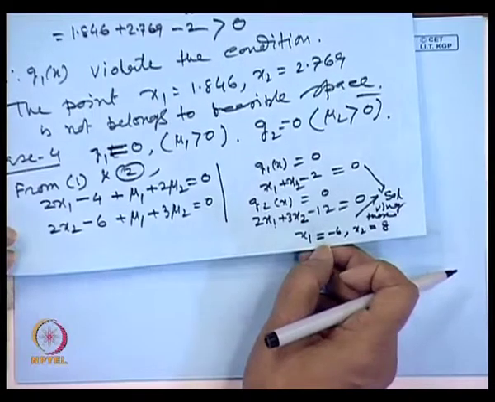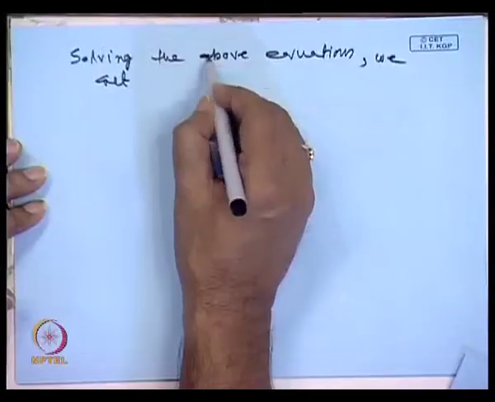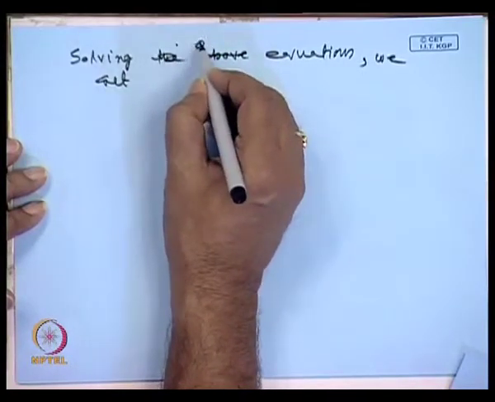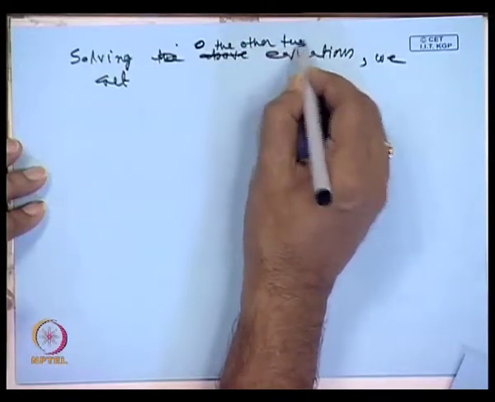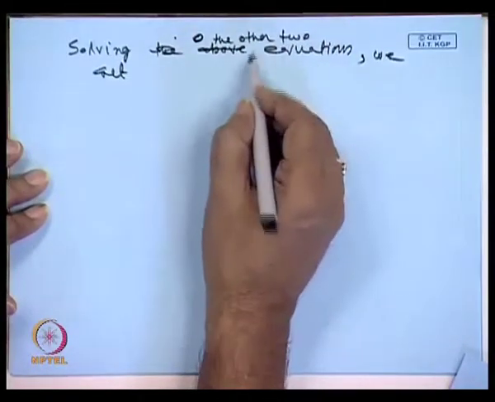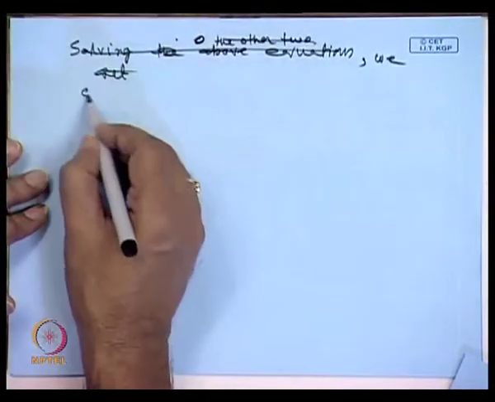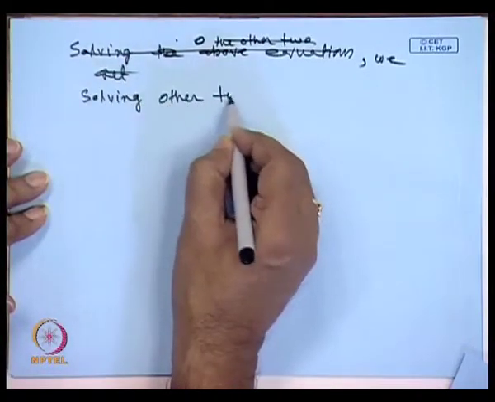And it does not satisfy our side constraints. We have put x 1 is greater than or equal to 0, x 2 is greater than or equal to 0. So, let us call the other two equations; solving the other two equations.